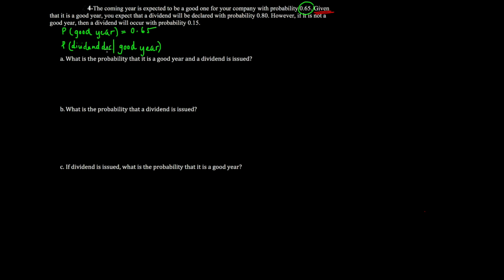So we'll put DC for declared, okay? So given that it is a good year, what am I looking for? The probability that a dividend is declared, and this is 0.8, right? And then the next sentence, so this was the 0.8 right here.